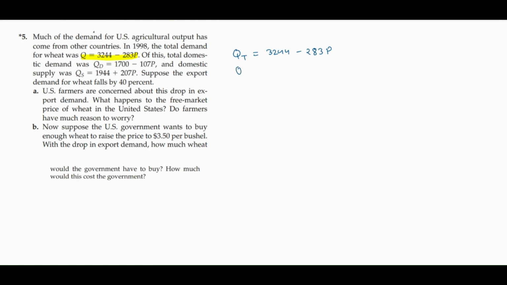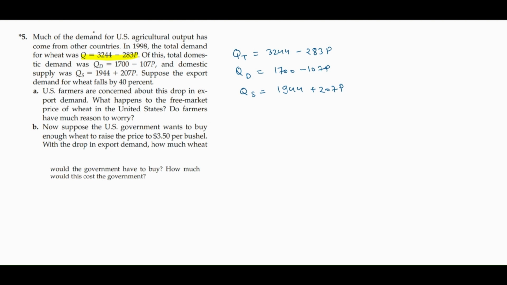Now total domestic demand. So here total domestic demand is 1700 minus 107p, and domestic supply in the US market is 1944 plus 207p, right? Now suppose that the export demand for wheat falls by 40%. So this is the question.